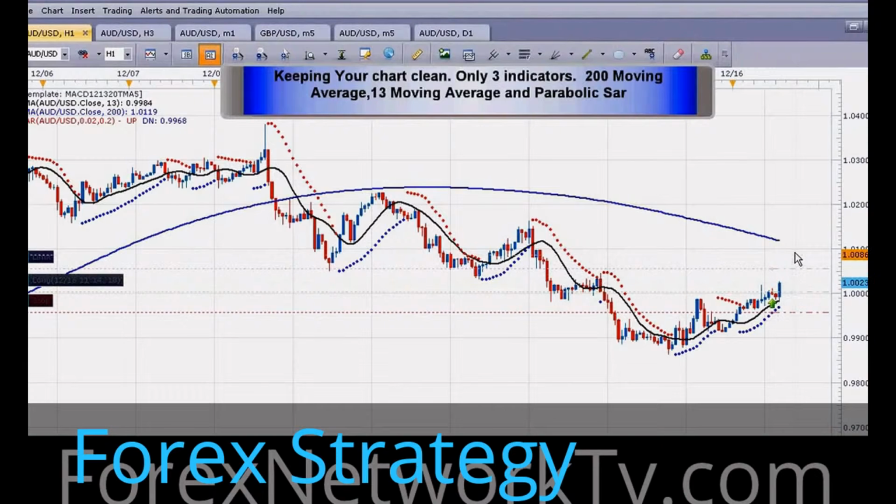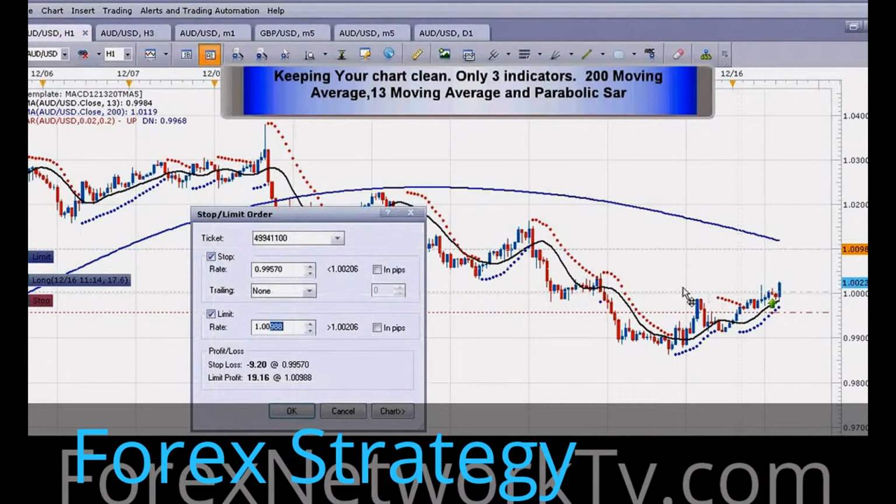So if price is below the 200 moving average, you're looking to sell. If price is above the 200 moving average, you are looking to buy. But you can also counter trend trade, because it usually takes a couple of hours for the trend to be complete.